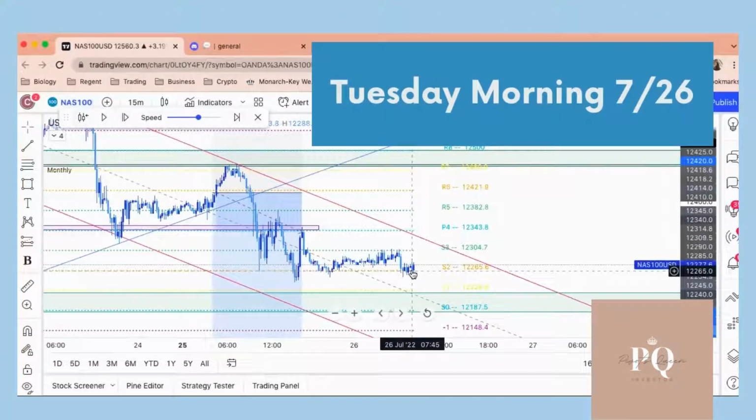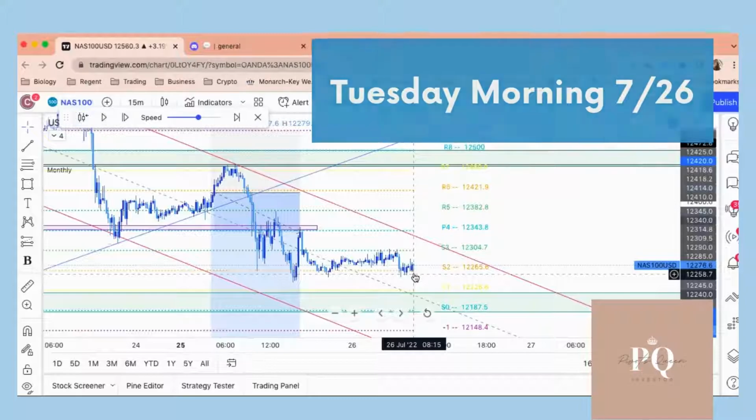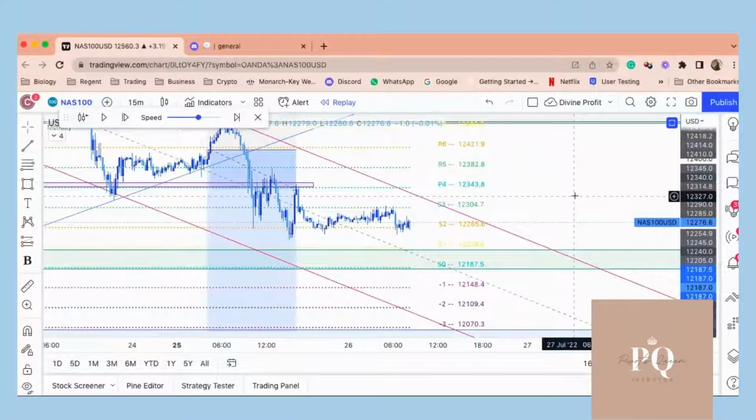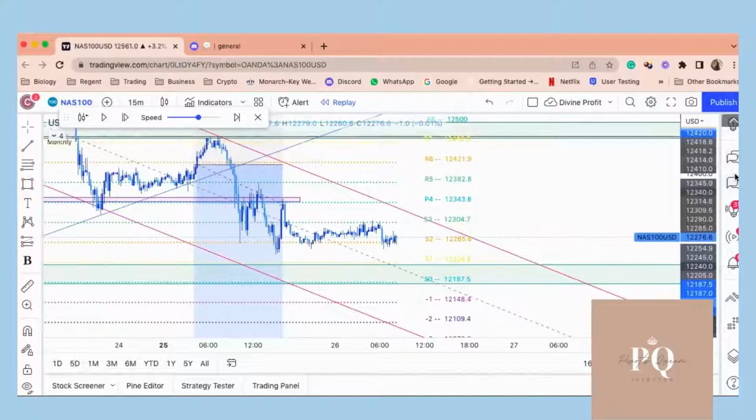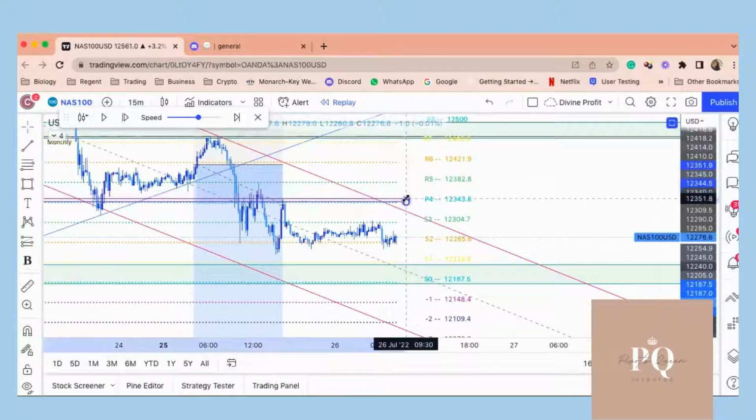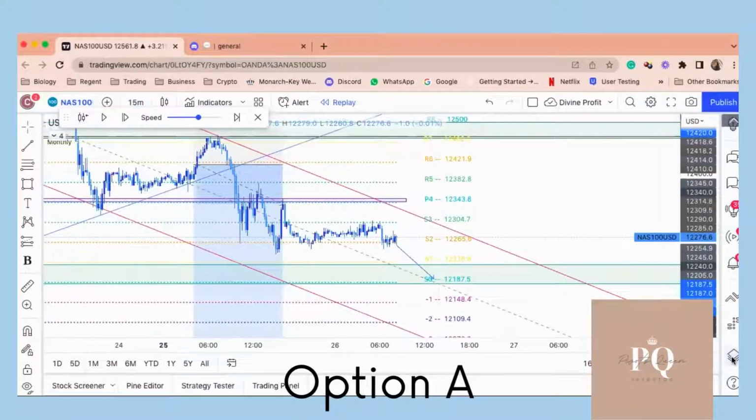So here we are the next day. This is around 8:15 on Tuesday. Honestly, for my analysis for Tuesday, I had three options that NAS could do from here based on where it was. Option A: I was thinking NAS could sell down to the S0.